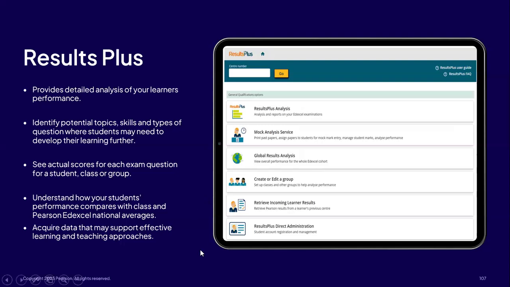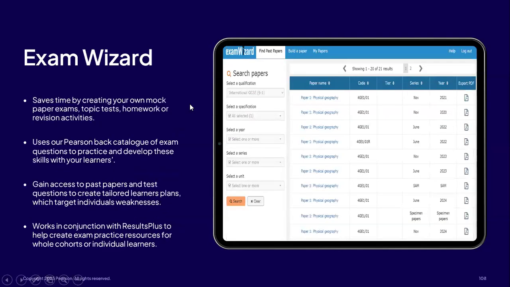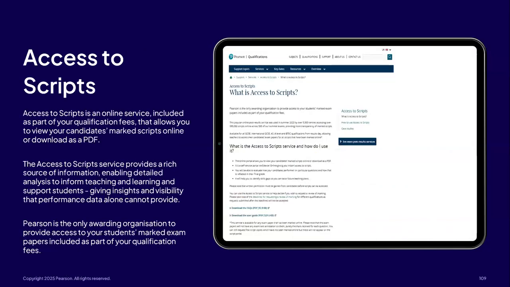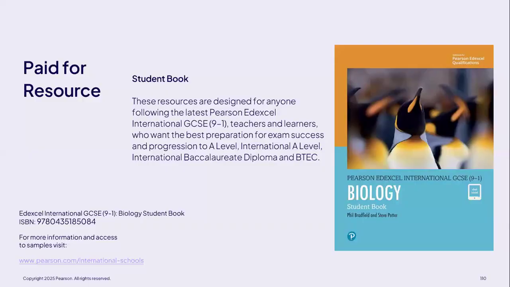And it can be used for different types of analysis. So it can analyze how your school compares to a similar cohort. It can compare your results over time. It can look at individual students. So it's a very, very useful tool. Exam Wizard is also available, which has a complete bank of questions. Access to scripts we have covered, but again, very useful. And then in addition, there are paid for resources. So all the ones on the website are free.